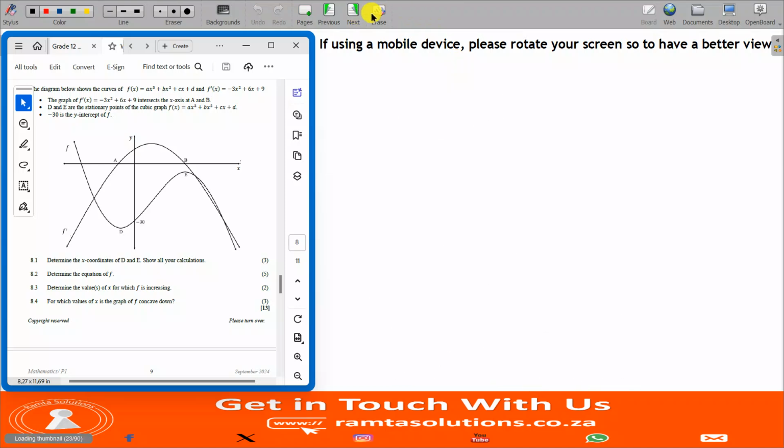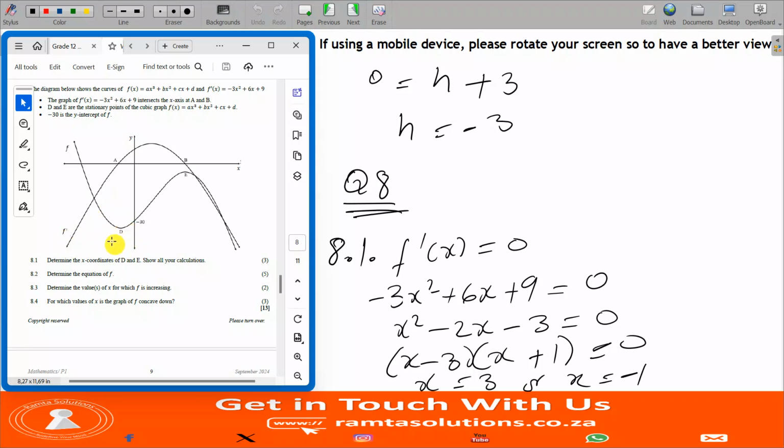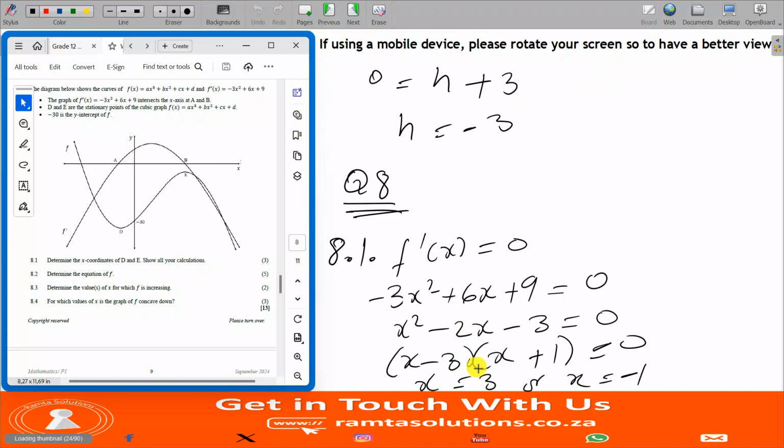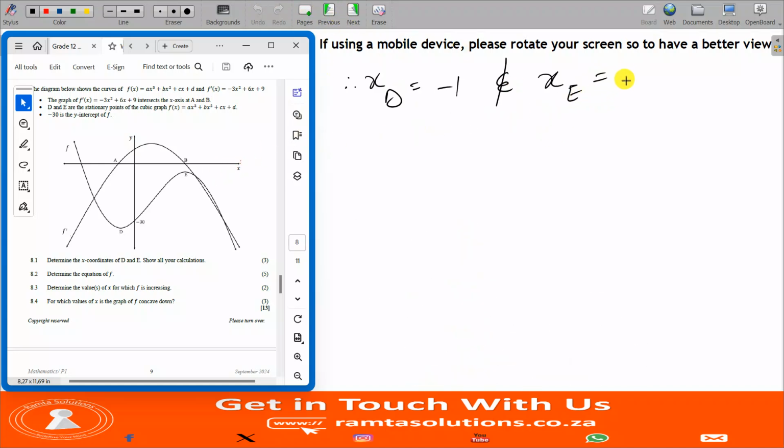This therefore means x of D must be the one that's negative. As you can see, D is on the negative x-axis. So x of D is -1 and x of E is the one that is positive, which we said was 3. So x of E is 3. Then we are good.